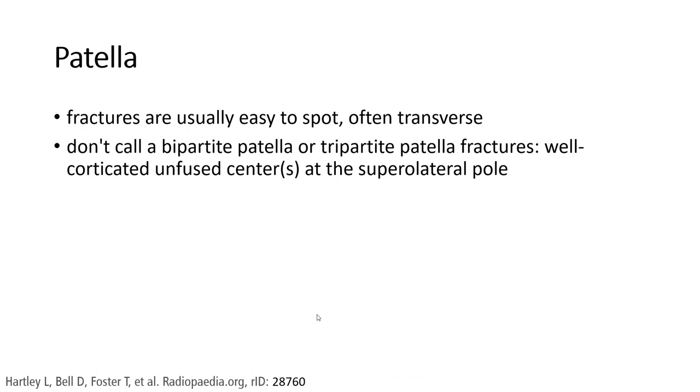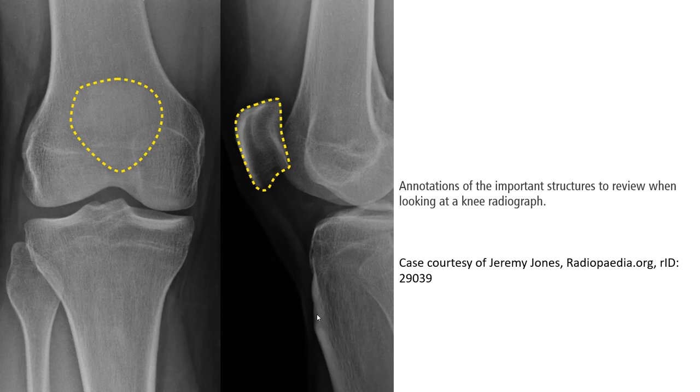Patella. Fractures are usually easy to spot, often transverse. Don't call a bipartite patella or tripartite patella a fracture: well corticated and usually centered at the superior lateral pole. This is an example of an illustration of the important structures, especially focused on the patella.